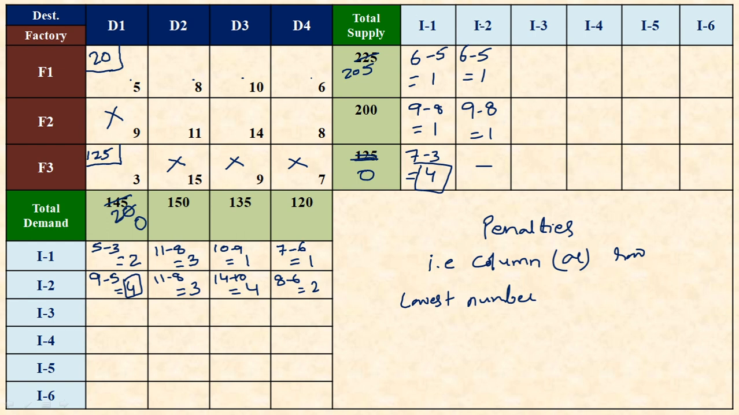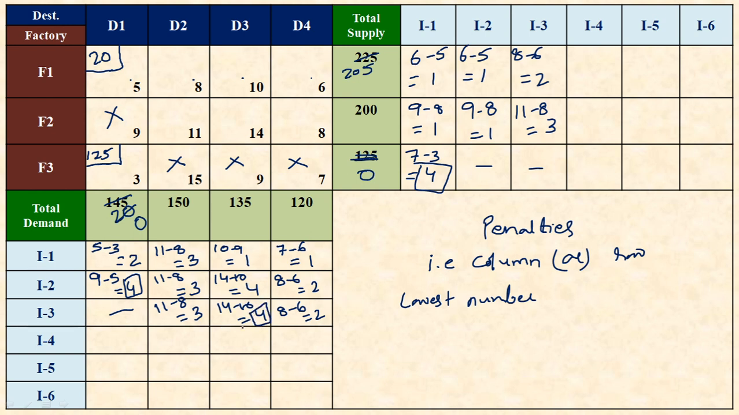Again we can draw one more column and one more row, that is iteration 3, and same process, lowest number, next best number, that is 8 minus 6, that is equal to 2. Next one is 11 minus 8, that is equal to 3. So F3 no consideration. And D1, again D1 total is 0, that means no consideration. So here 11 minus 8, that is equal to 3. 14 minus 10, that is equal to 4. And 8 minus 6, that is equal to 2. Now we have 5 penalties. Out of this we have to select the highest penalty. There is no doubt that 4 is the highest among these penalties.